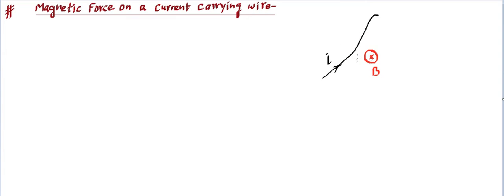And we want to know how much force this wire is going to experience because of the presence of external field. That's the point. So we need to understand what the magnetic force is going to act on this current carrying wire in presence of magnetic field B. So in order to understand this, we will be starting in this manner.